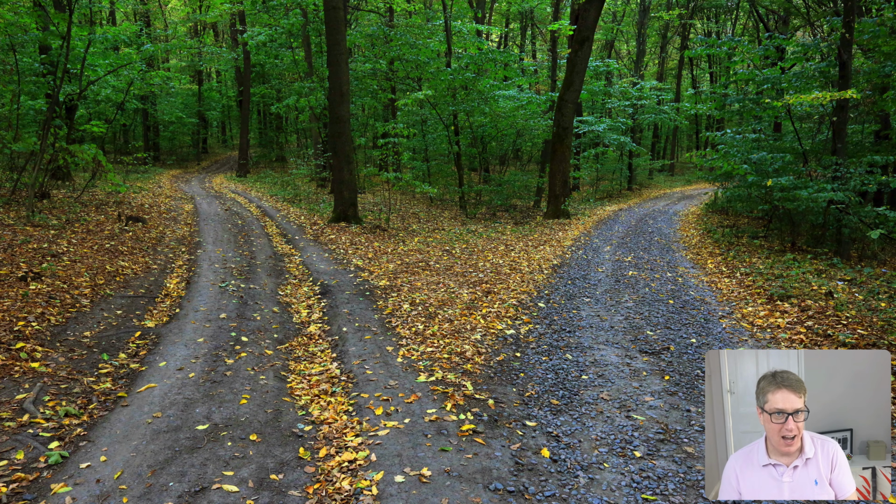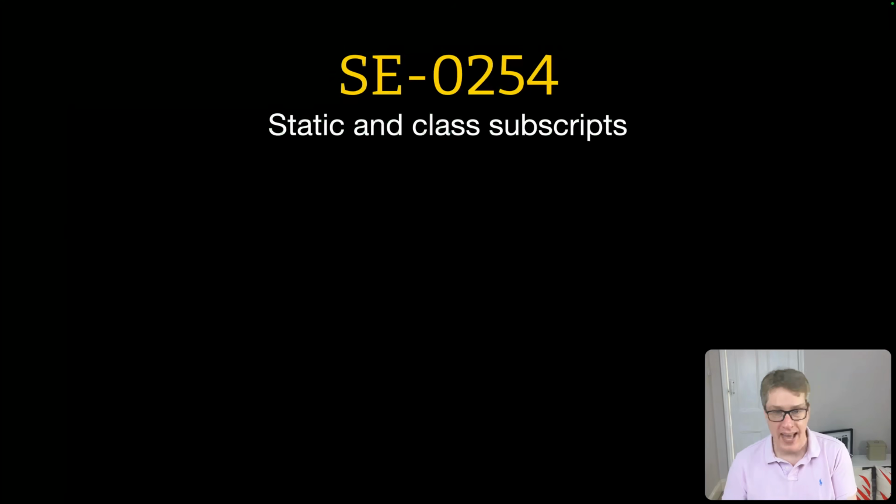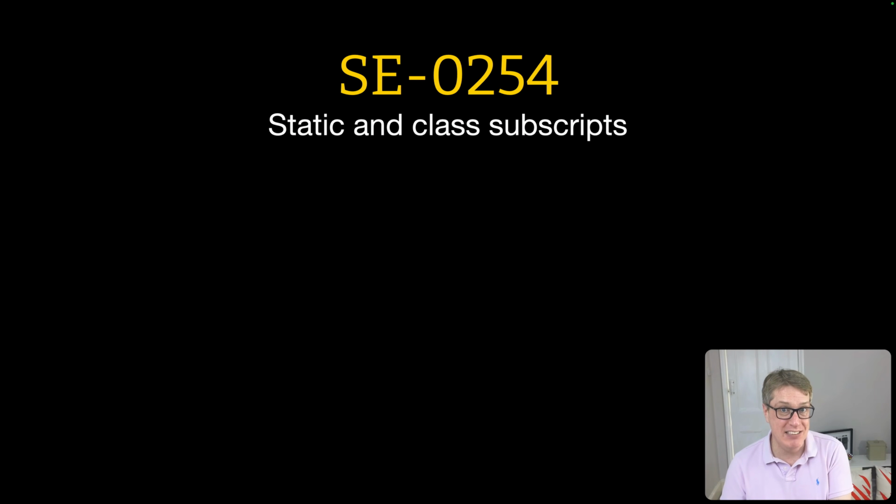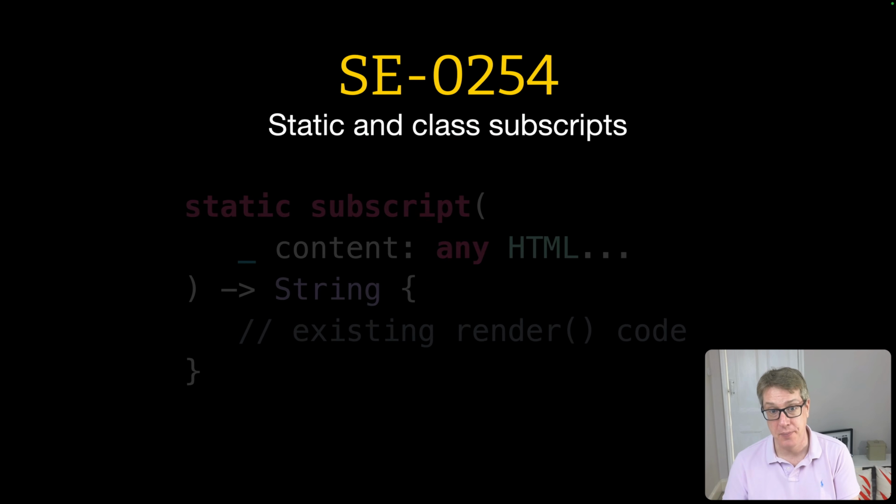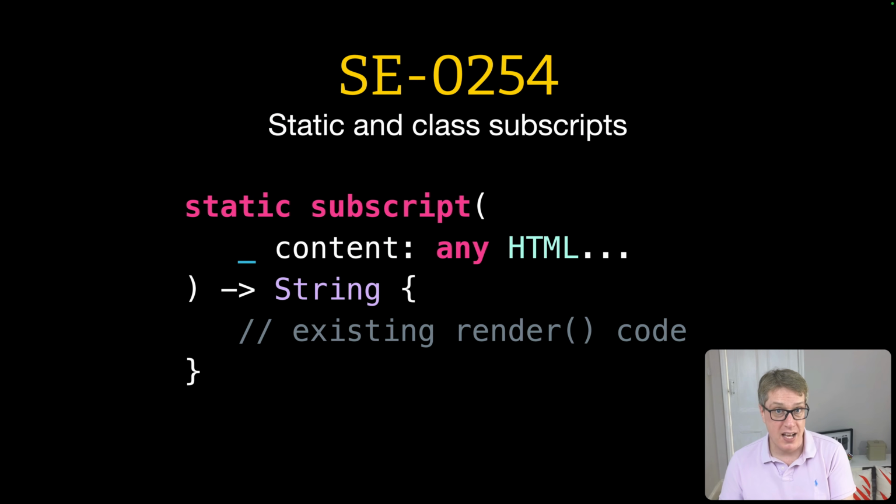Now here, I want to take a brief diversion into what could have been, because result builders weren't the only major change introduced around Swift 5.1. For example, SE-0254 introduced static subscripts. Let's try one in our code. This means adding a static subscript to our h2 struct. It accepts 0 or more HTML objects and returns a string using our existing render code.